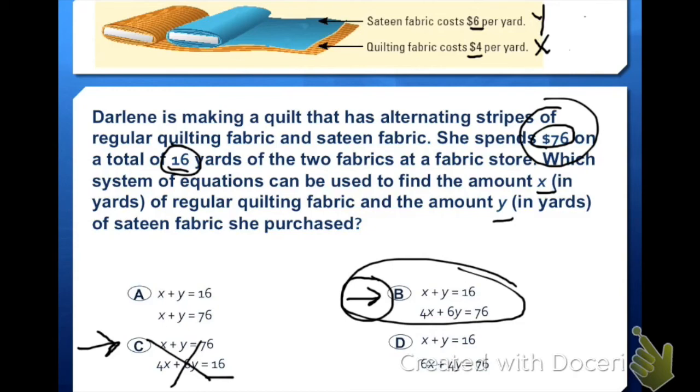We know that this one can't be right because x plus y equals 16 and x plus y equals 76. That's not possible. We already determined why C couldn't be. And then in D, if we look, the only thing that's wrong with D is the variable. So you have to be very careful when I give you variables and I label them for you, that you follow them when you're writing your equations. So the answer would be B.